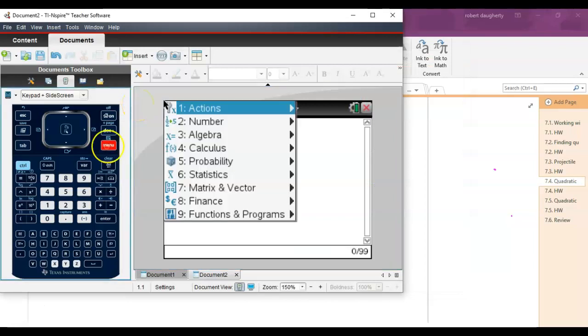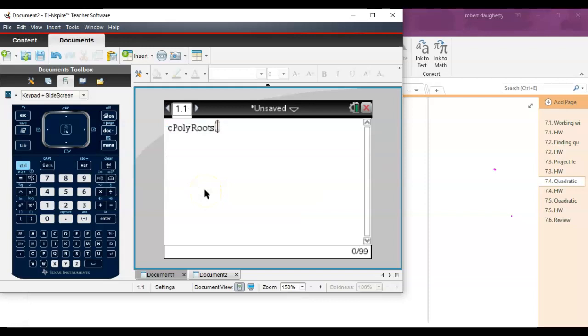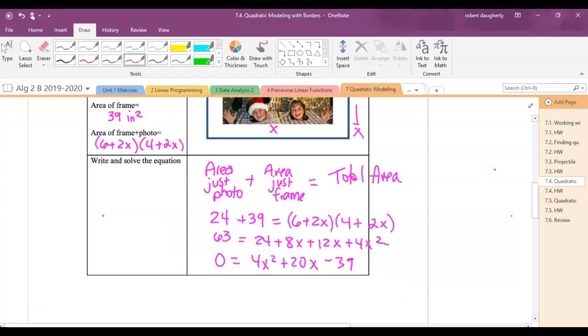So menu, algebra, polynomial, complex roots. So it is 4x squared plus, what was it, 20x minus 39 comma x, and I get negative 13 halves and 3 halves. Okay, so negative 13 halves and 3 halves. So x is equal to negative 13 halves and 3 halves.